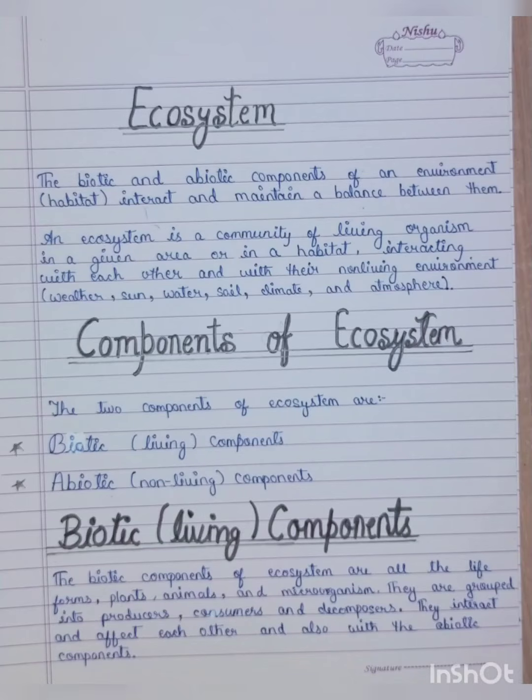Components of ecosystem. The two components of ecosystem are biotic component and abiotic component. Biotic component. The biotic components of ecosystem are all the life forms: plants, animals and microorganisms. They are grouped into producers, consumers and decomposers. They interact and affect each other and also the abiotic components.